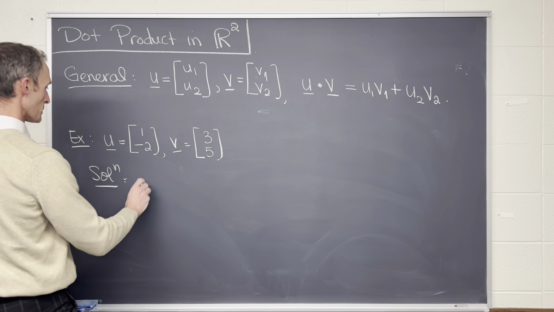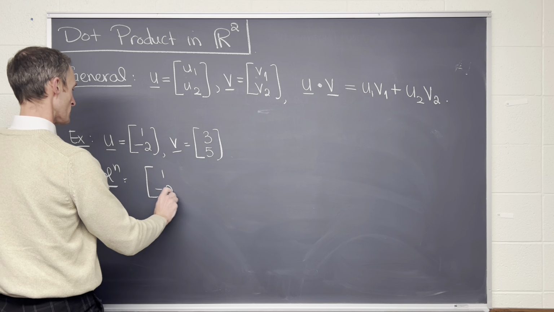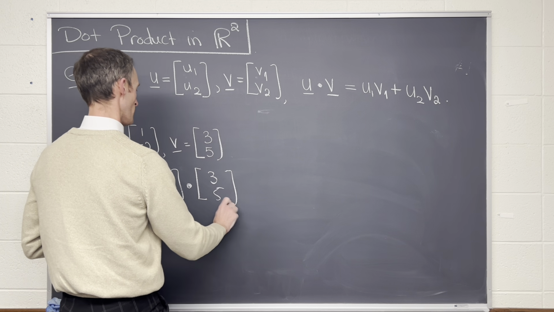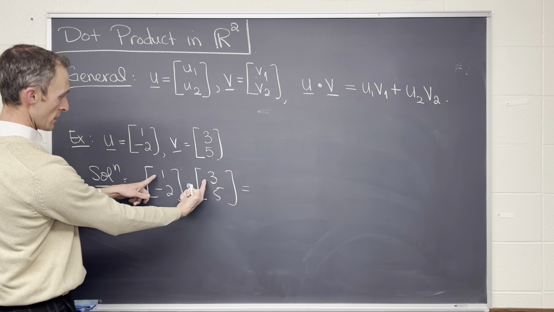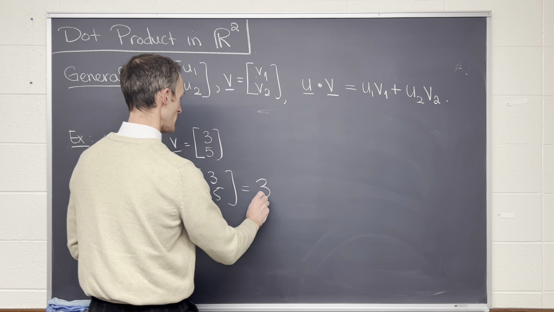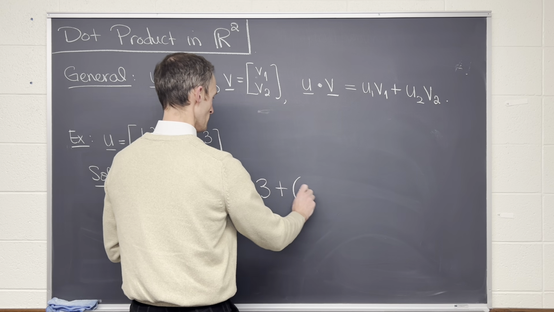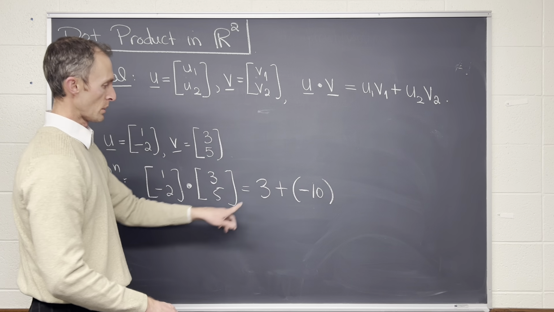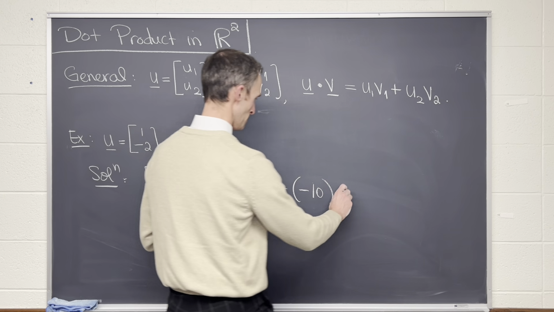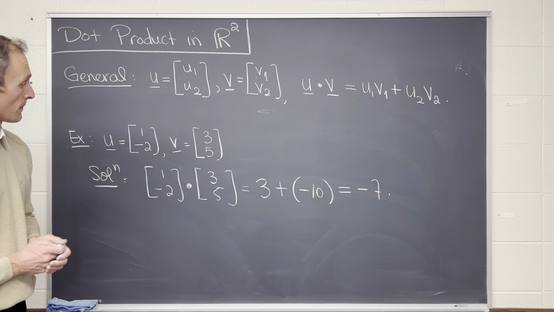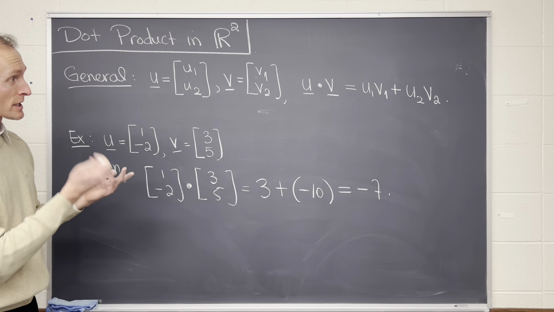So for example, how would this work? If u is (1, -2) dotted with (3, 5), what is my rule? It says multiply the first coordinates, so 1 times 3 is 3, plus the second coordinates, negative 2 times 5, and that's minus 10. What is 3 plus negative 10? That's 3 minus 10, that's minus 7. And that's it for dot products. It's actually a very simple operation.